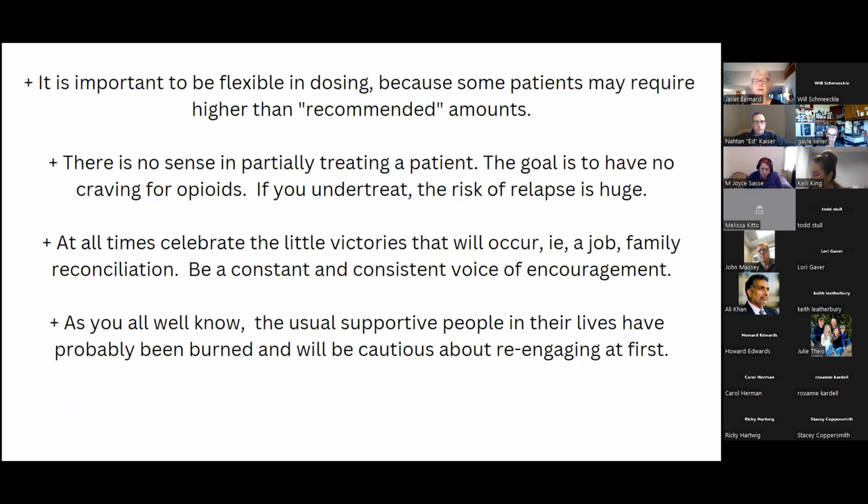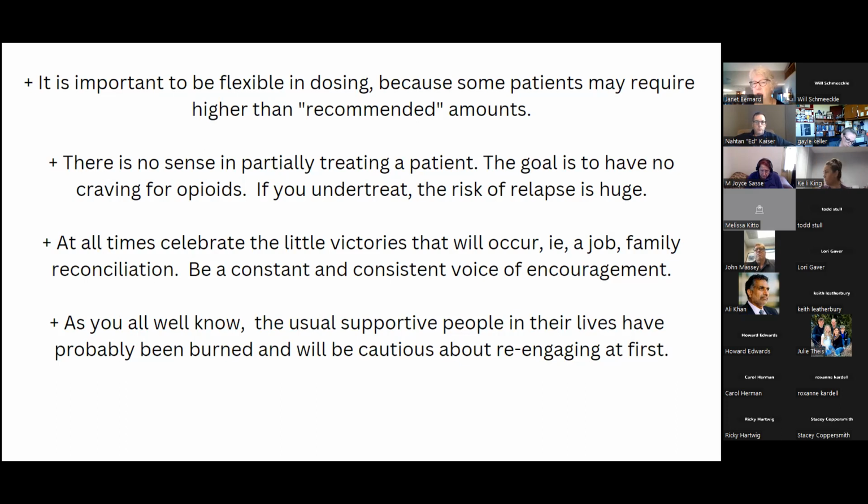In my opinion, it's important to be flexible in dosing. Some patients may require higher than recommended amounts. The upper recommended amount is 24 milligrams a day, up to 32 sometimes. There's the whole theory that over 24 doesn't do any good. But honestly, I think you have to really meet people where they are. There's no sense in partially treating a patient. The goal is to have no craving for opioids. And if you undertreat, their risk of relapse is really high.